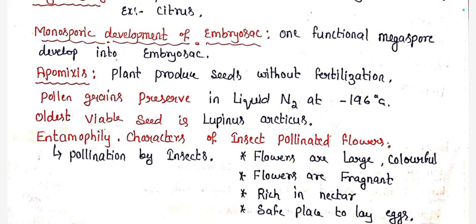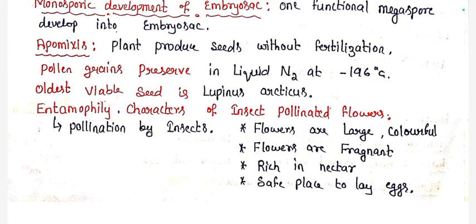And apomixis is where the plant produces seeds without fertilization, and pollen grains are preserved in liquid nitrogen at minus 196 degrees Celsius. Oldest available seed is Lupinus arcticus, and the characteristics of insect pollinating flower, that is entomophily, are the flowers are large and colorful, fragrant, rich in nectar, and a safe place to lay the eggs.